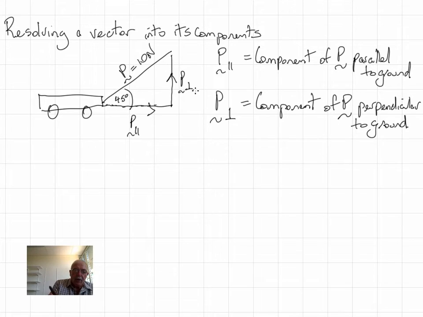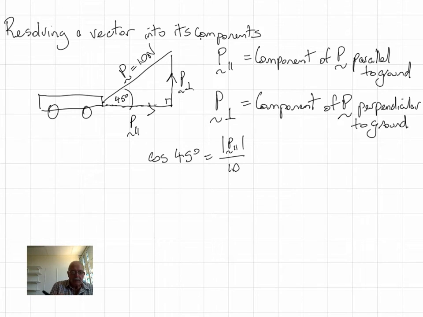So from the diagram, we can see, because that is perpendicular, we've got a right angle triangle, and it is possible to work out the magnitude of these two. So for P parallel, we know that the cos of 45 degrees is adjacent over hypotenuse, so that will be the magnitude of P parallel over 10, 10 being the hypotenuse there.